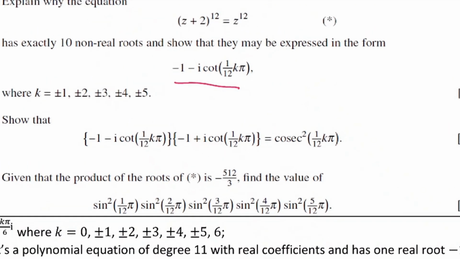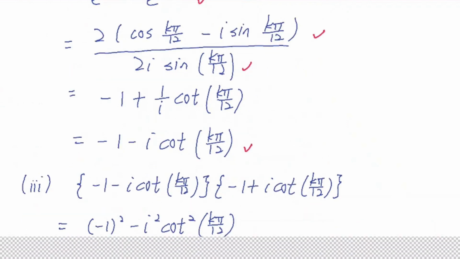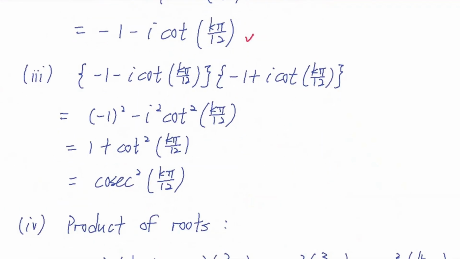For part 3, show that we have got this result. It's not difficult for us to prove that. Basically, we just have to expand. When we expand, we will end up with an i squared, which is negative 1. So we have got a positive. Negative 1 squared is 1. So this is a cosecant squared.